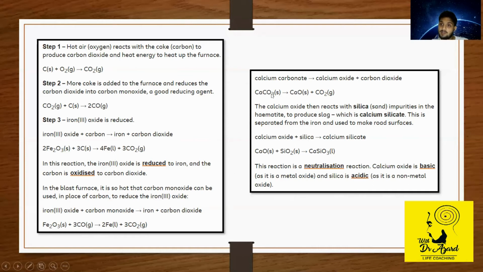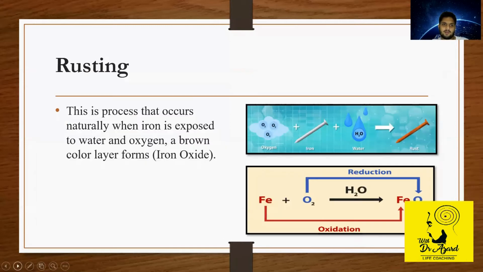But simultaneously, keep in mind this calcium carbonate process also, because sometimes they might ask you in a question, what is used to make road surfaces? Then the simple answer is what? Calcium silicate. Okay, so there are certain questions that they can ask you. So keep all this in mind, whatever I have told you. All right, then let's go to the next one.